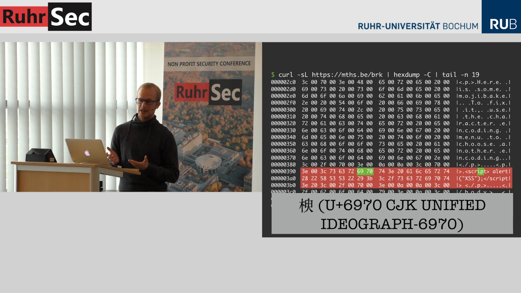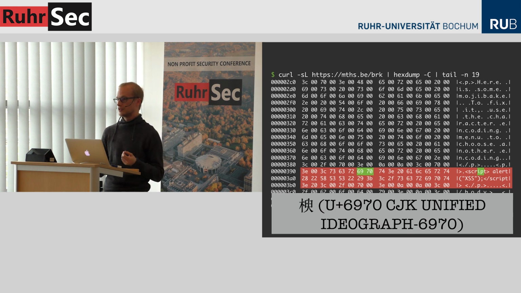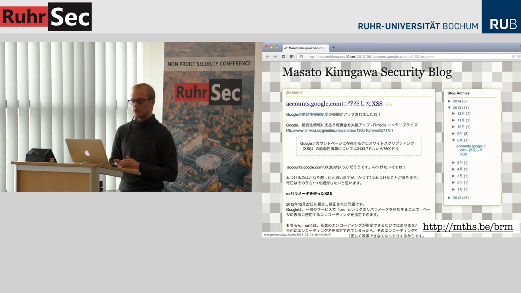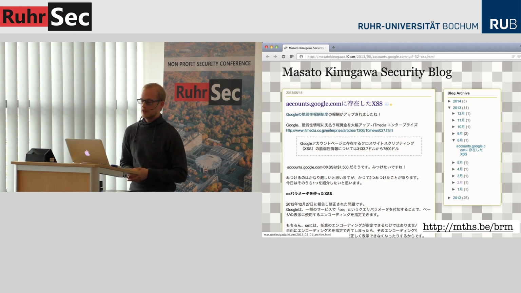Okay, so this might seem like a little bit of a far-fetched vulnerability because it relies on social engineering. You need to trick the user into changing some browser settings. So let's see what some other people did with this. Masato Kinugawa did something very similar. He found an endpoint on accounts.google.com where he could override the output encoding. So he set it to UTF-32, which is not supported in all browsers. It doesn't work in Firefox, it doesn't work in Internet Explorer.